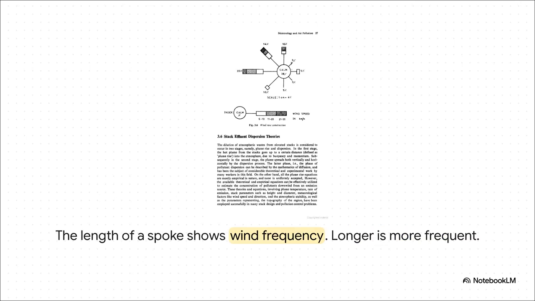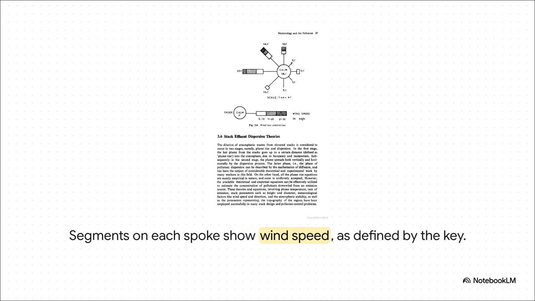Next, have a look at the length of those spokes. They're not all the same size for a reason. This tells us about frequency. It's really simple. A longer spoke means the wind blows from that direction more often. So in this example, that long spoke from the west tells us westerly winds are way more common than winds from other directions.